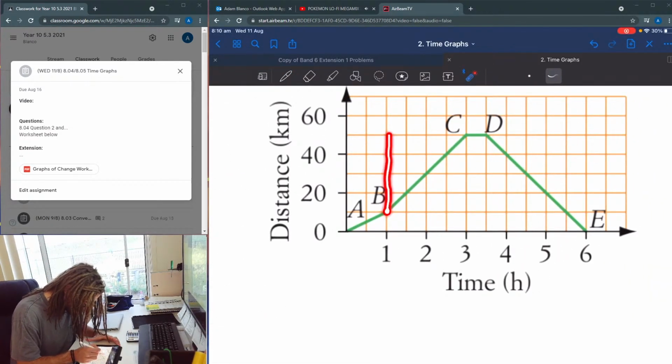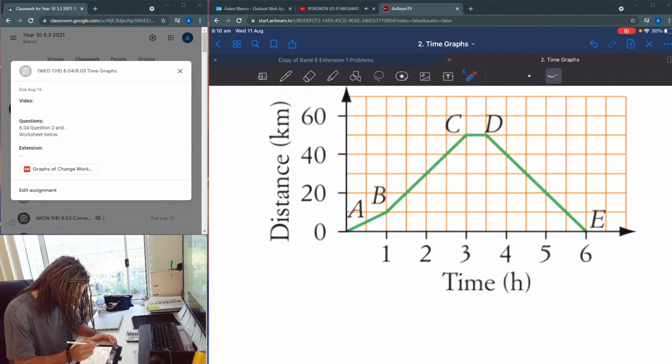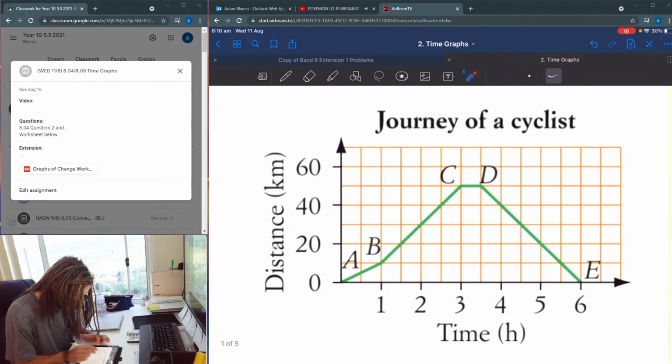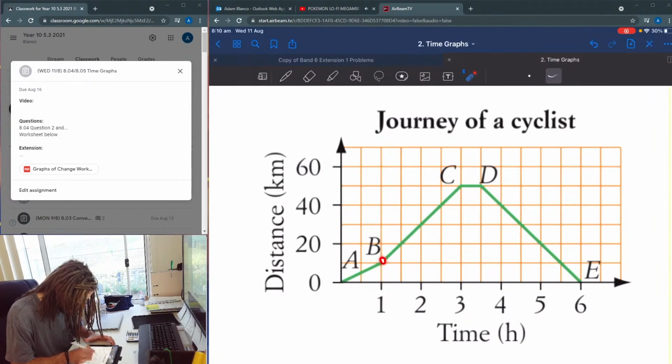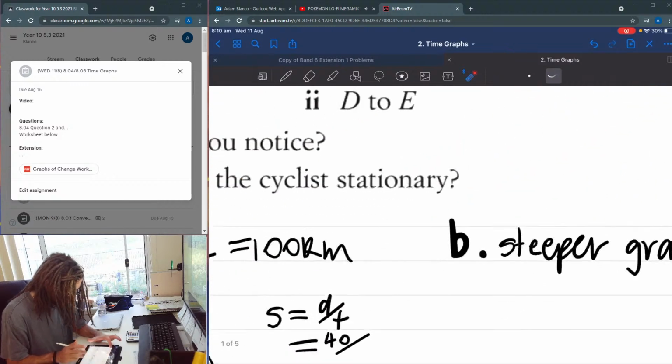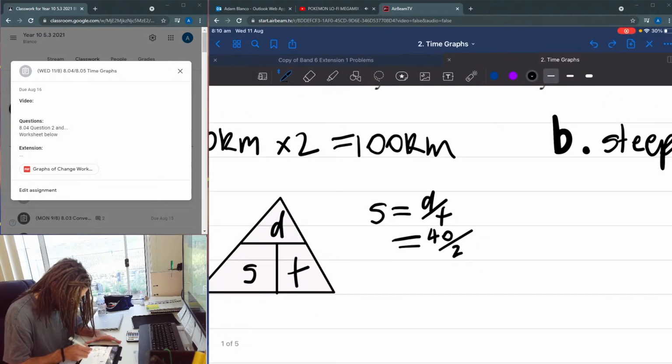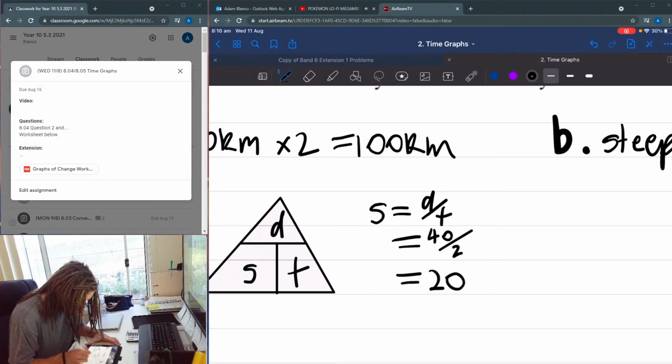Now from B to C, D is, so how far do they go? Well, they go 1, 2, 3, 4, what is this? What's this in tens? So 40 kilometers. So they go 40 kilometers. And how long does it take to go 40 kilometers? Well, from B to C, how long does it take? Well, that's 2 hours. So 2 hours.